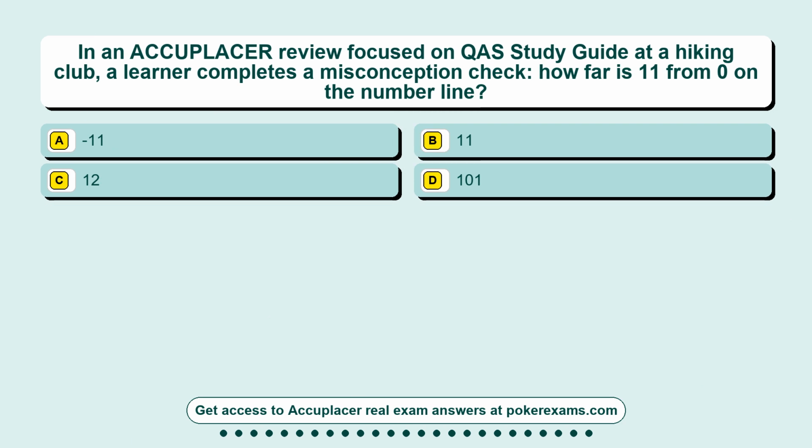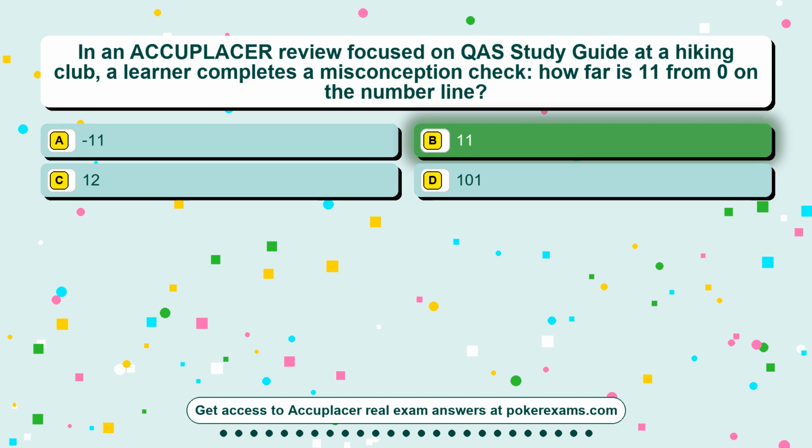Question 17. In an ACCUPLACER review focused on QAS study guide at a hiking club, a learner completes a misconception check. How far is 11 from 0 on the number line? Option A, -11. Option B, 11. Option C, 12. Option D, 101. The correct answer is option B, 11.